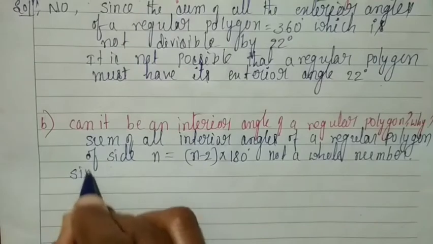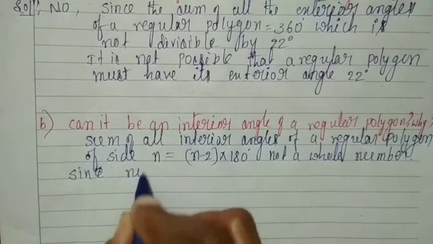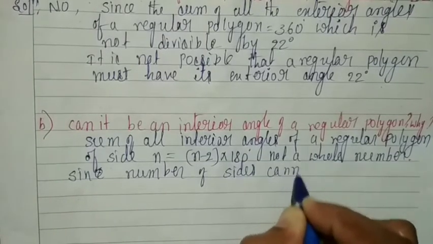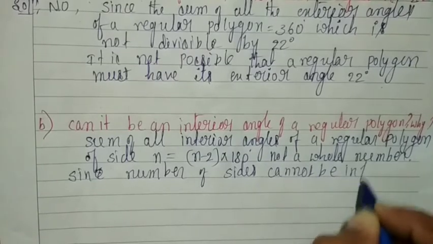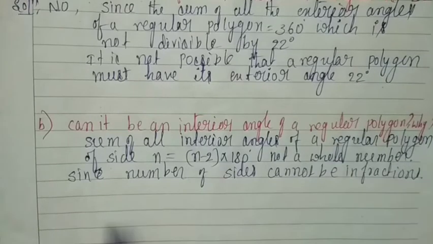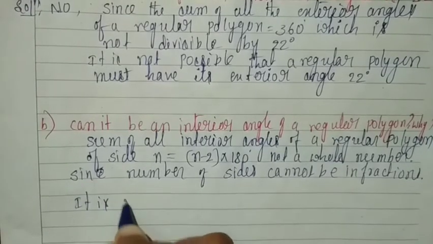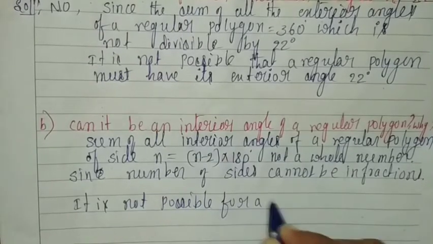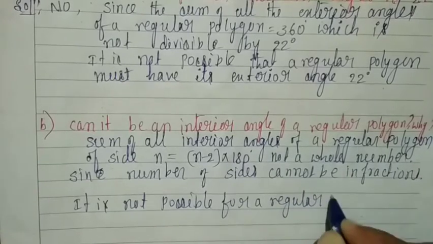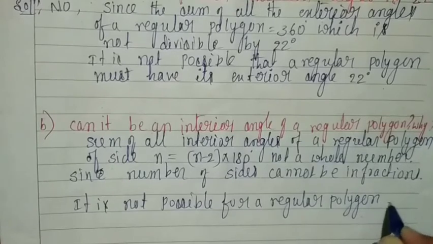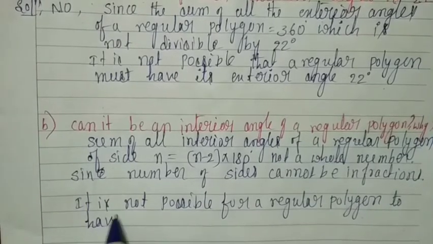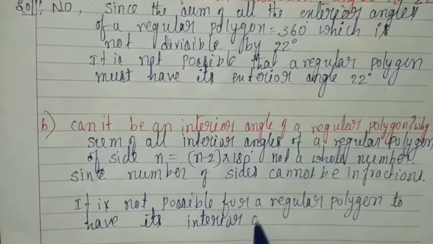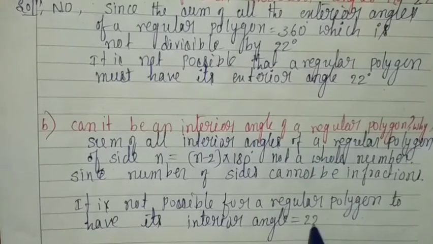Since number of sides cannot be in fractions, it is not possible for a regular polygon to have its interior angle equal to 22 degree.